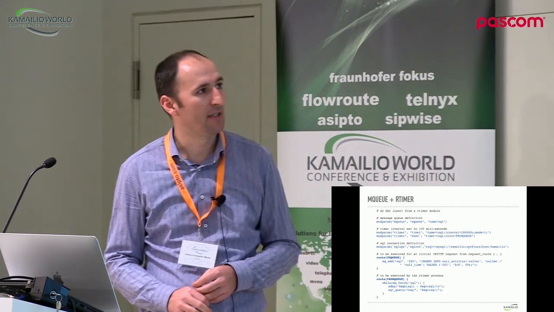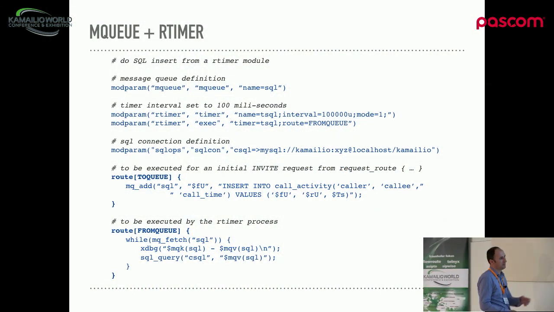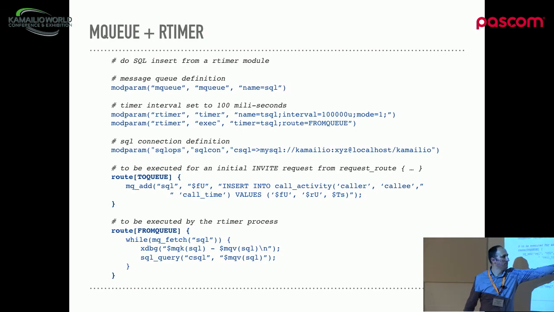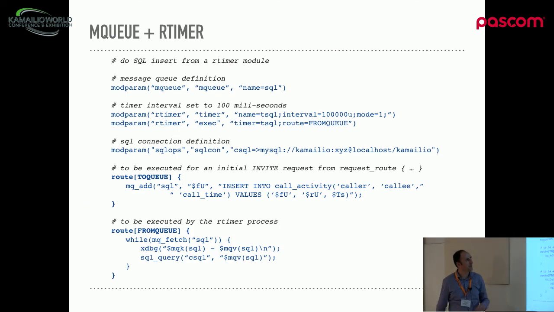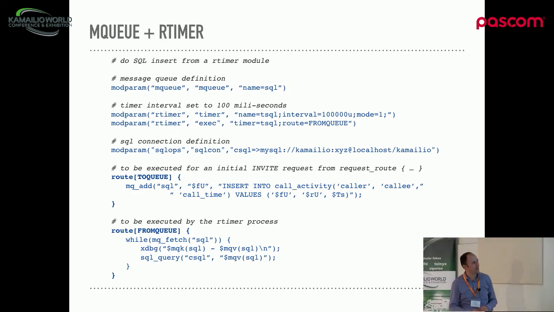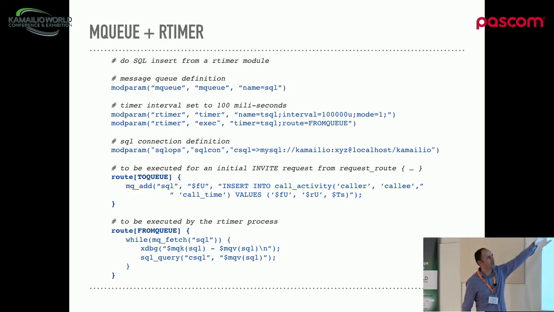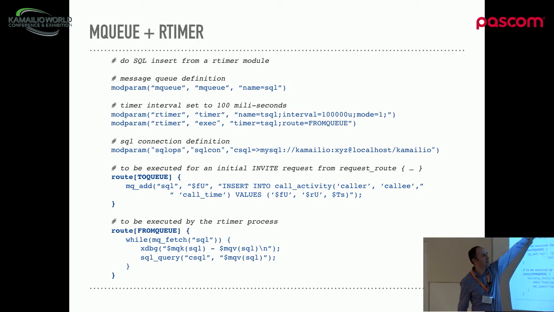So actually the example here is delegation of insert to a custom database table called activity. So we use MQ and rtimer, the first solution I proposed. It's loading the modules. We define a message queue. We choose our name. I put SQL, but it's up to you.